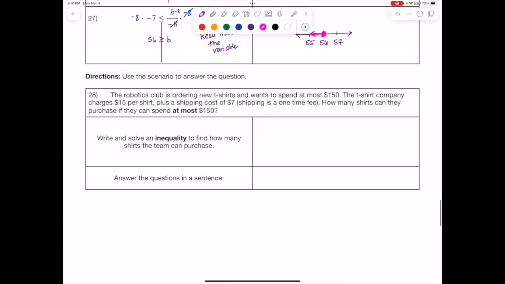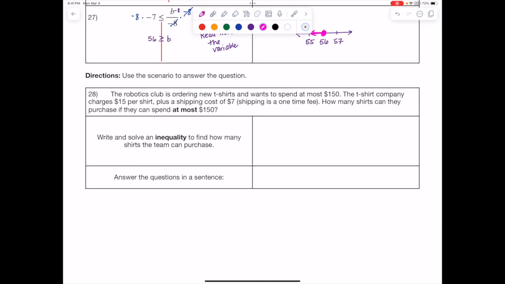We're getting close here. Here's the last question on the practice test, essentially. It says the Robotics Club is ordering new t-shirts. Notice that we're going to be writing an inequality. They want to spend at most 150, so there's my key word. What does at most mean? Do you want to spend more than 150? No, at most 150. So I want less than. Are you allowed to spend 150? Yeah, it says at most 150. 150 is fine, so less than or equal to 150. So there's the answer on the right side.